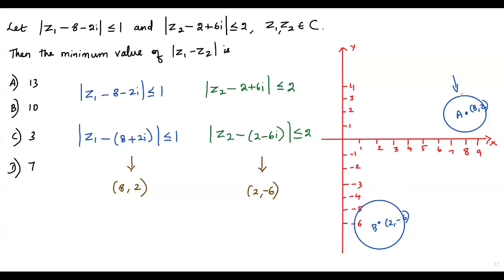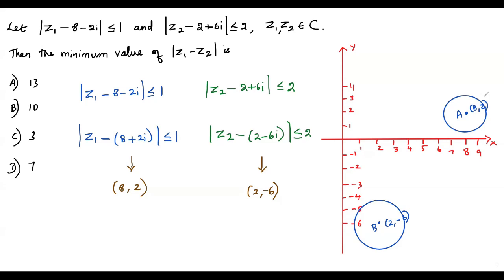So why should I draw this circle with 1 unit radius, and why this circle with 2 units radius? Because the distance between the complex number z1 and 8 + 2i, I mean the maximum distance between these two complex numbers, is 1. So that's why I've drawn a circle with center (8, 2) and radius 1 unit. And here the maximum distance between this complex number z2 and 2 - 6i is 2. Since the maximum distance over here is 2, I've drawn a circle with (2, -6) as center and 2 units radius.